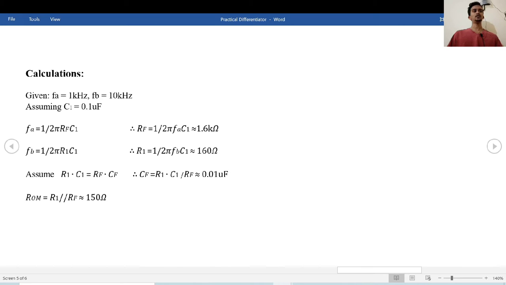Assuming that R1 into C1 is equal to RF into CF, from this we get the CF value, which is 0.01 microfarad. And the RCOMP is at the non-inverting terminal. It is the parallel combination of R1 and RF, which will become 150 ohm. So let's design this circuit on LTspice.